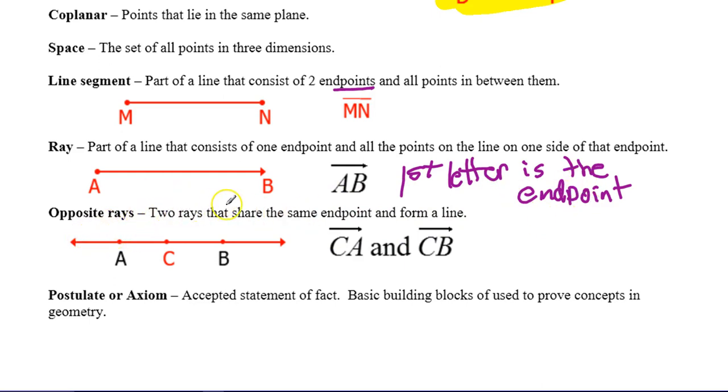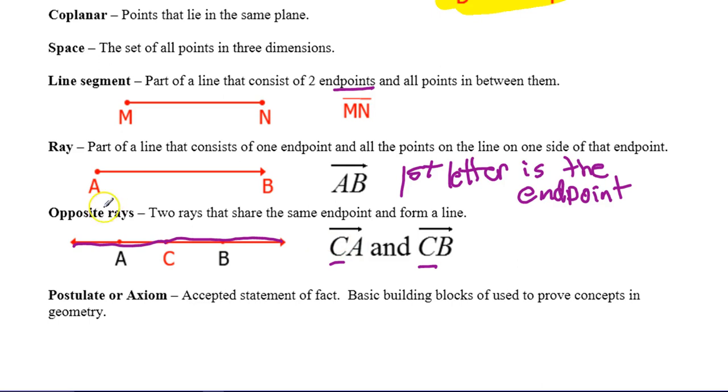Opposite rays are 2 rays that share the same endpoint and form a line. This illustrates what I was just talking about. See how the letter C comes first? CA is the ray that goes from here through that point, and CB is a ray that goes from here through that point. They're drawn in different ways, but the way that we write them with the notation is that both of them start with the letter C because that's the endpoint. The way you write it notationally is not based on the direction that it's drawn on your paper.